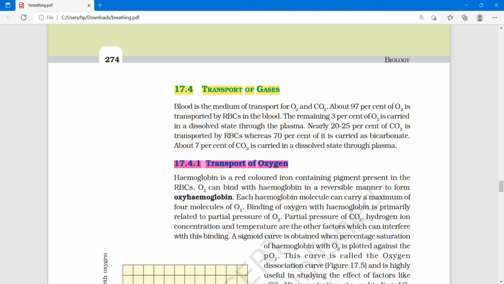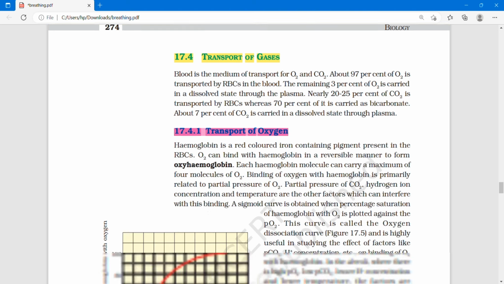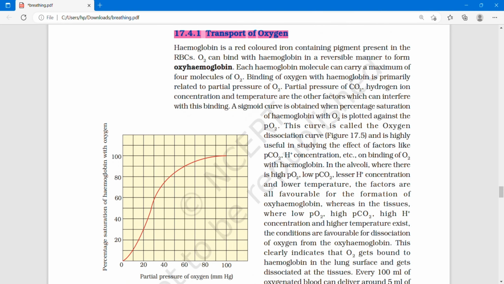And the next part is 17.4.1, that is transport of oxygen. Hemoglobin is a red colored iron containing pigment present in the RBCs. O2 can bind with hemoglobin in a reversible manner to form oxyhemoglobin. Each hemoglobin molecule can carry a maximum of 4 molecules of O2. Binding of oxygen with hemoglobin is primarily related to the partial pressure of O2. Partial pressure of CO2, hydrogen ion concentration, and temperature are the other factors which can interfere with this binding.